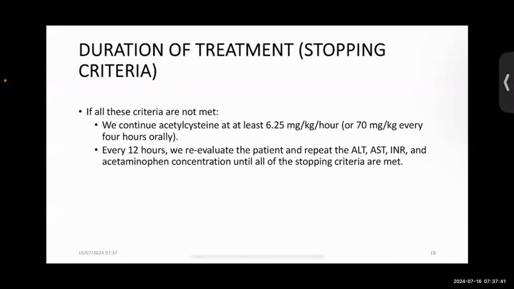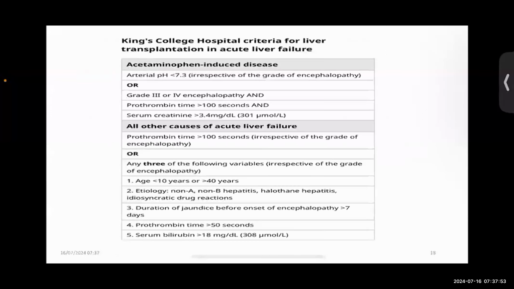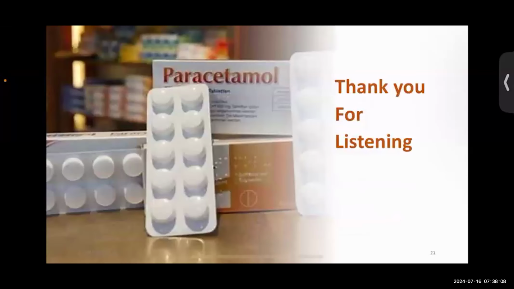But if all of these are not met, we continue it, at 6.25 milligram per kg per hour, or we'll do 70 milligram per kg every 4 hours orally, repeating every 12 hours until we meet the stop criteria. The King's College criteria are also added here, in case it gets to liver transplantation, and they are for acetaminophen-induced liver failure, to see the criteria needed for liver transplantation. These are my references. Thank you so much for listening.